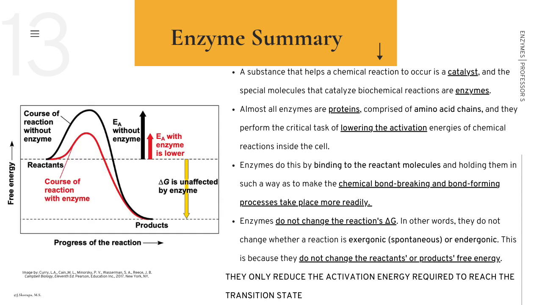Enzymes do not change the reaction's delta G. In other words, they do not change whether a reaction is exergonic and spontaneous or endergonic. This is because they do not change the reactants or product's free energy. They only reduce the activation energy required to reach the transition state.